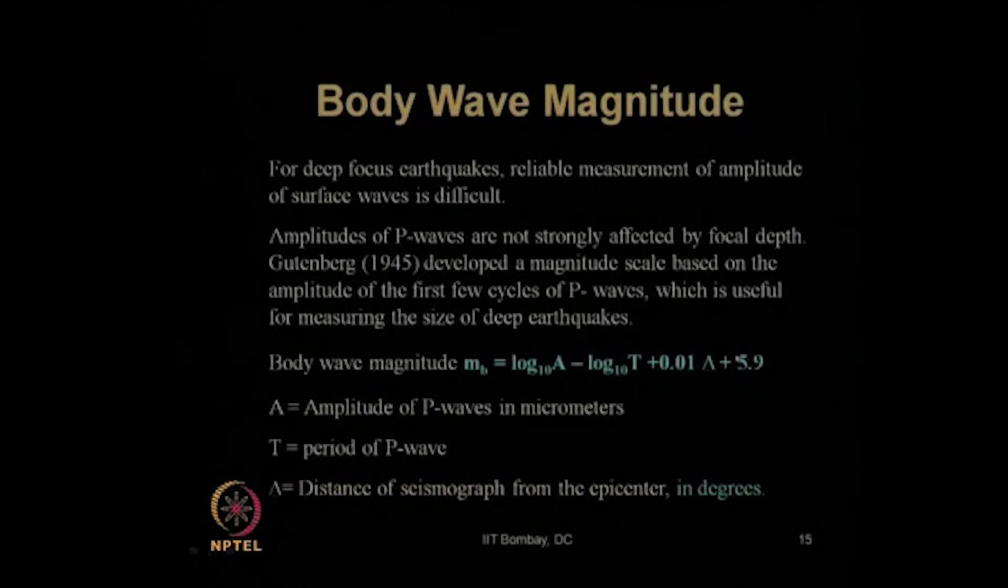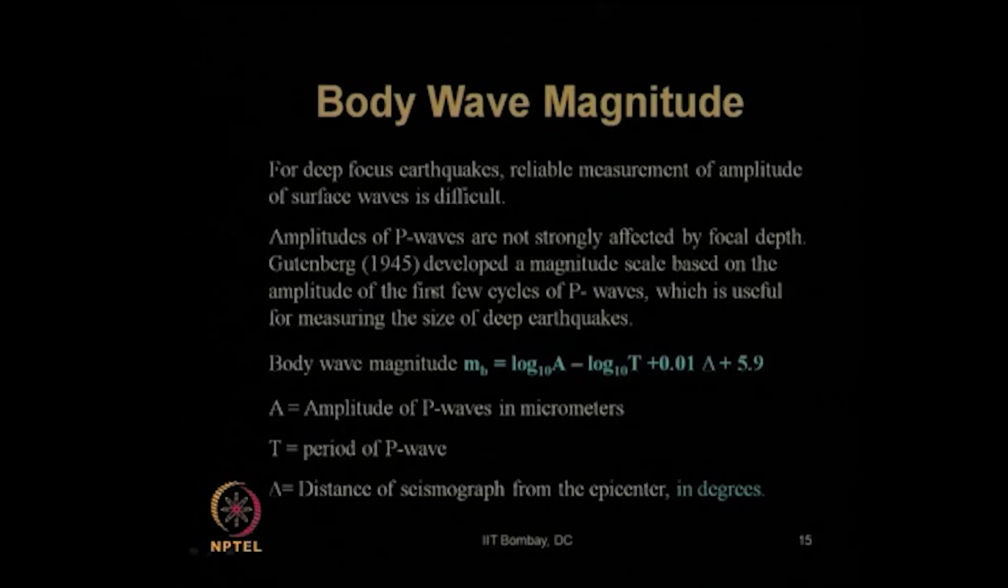Another important scale is body wave magnitude. The previous one, surface wave magnitude, was for shallow earthquakes. Now, if we have a deep earthquake occurring at a deep strata, then reliable measurement of the amplitude of surface wave is very difficult, because many times the surface wave may not appear, or even if it appears, it will be distorted and it will pass through several layers, if it is a deep earthquake or even an intermediate earthquake.